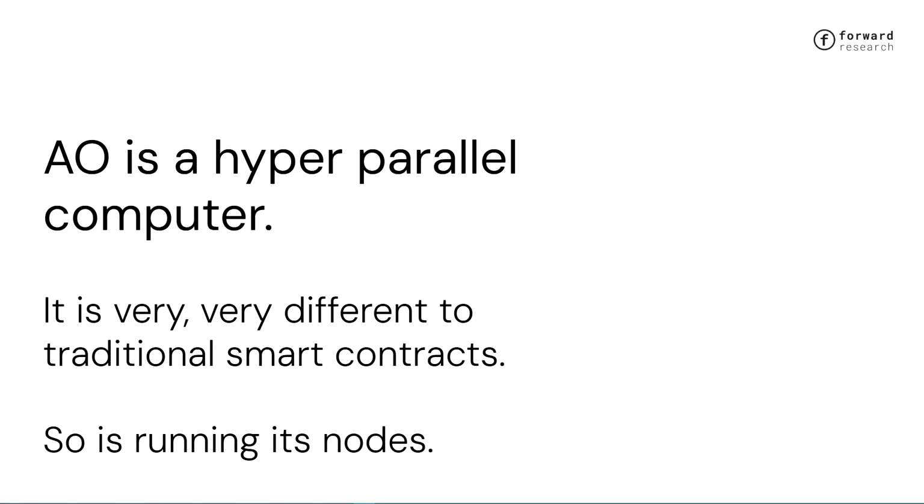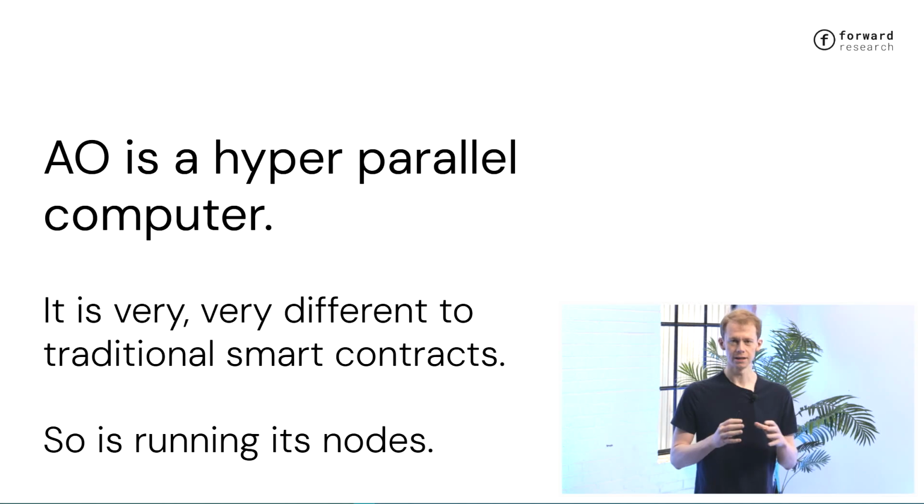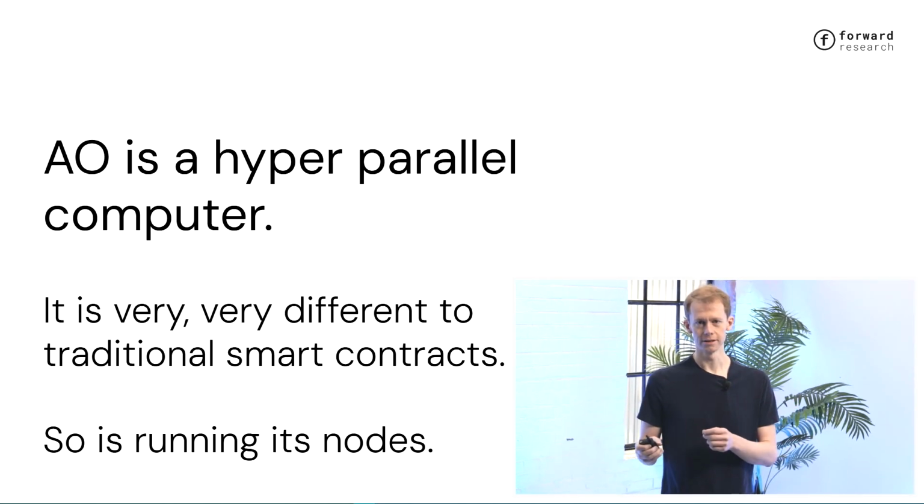So, first thing to understand, of course, is that AO is a hyperparallel computer. It's a very different type of execution environment to traditional smart contracts. And that means that running nodes for this new environment is also very different. It's not quite the same as running an Ethereum validator or really any other chain out there. In this environment, you actually get to make a lot of decisions, and the users of the system engage in a market with the node operators for which devices should be executed.